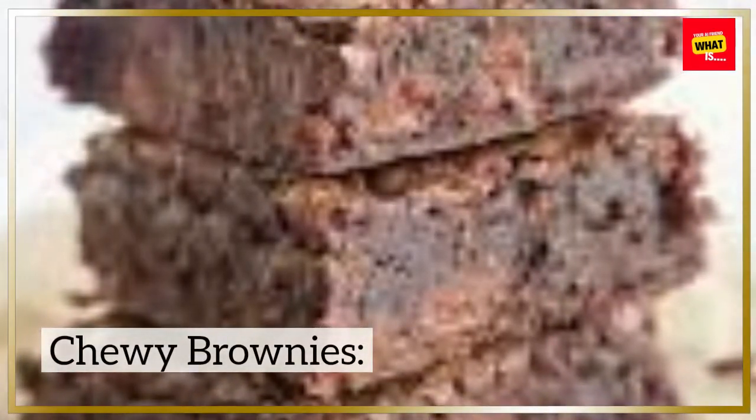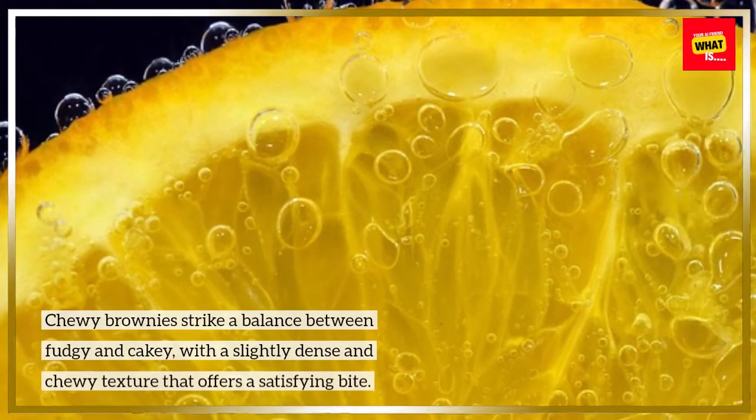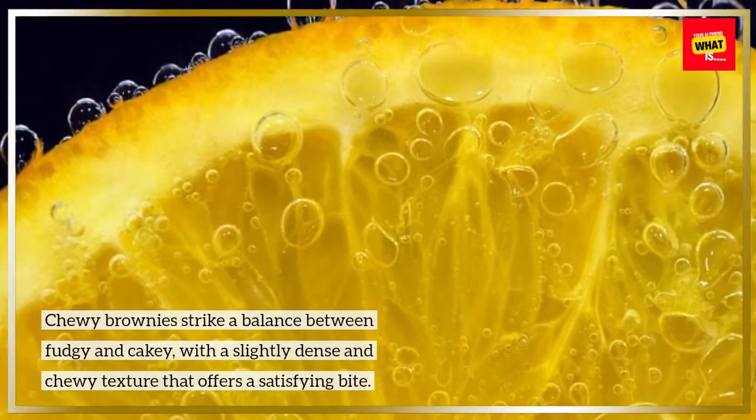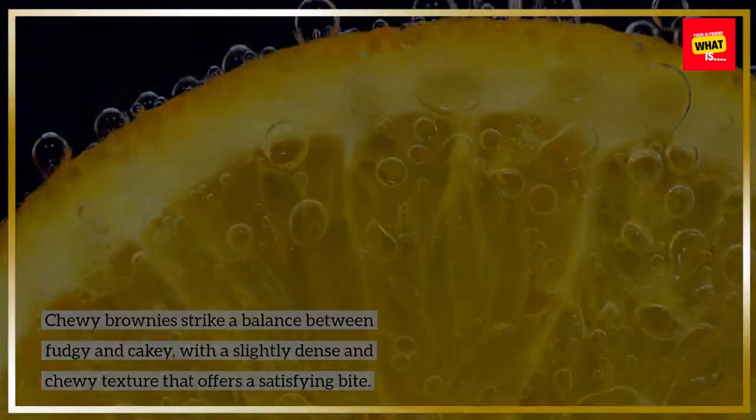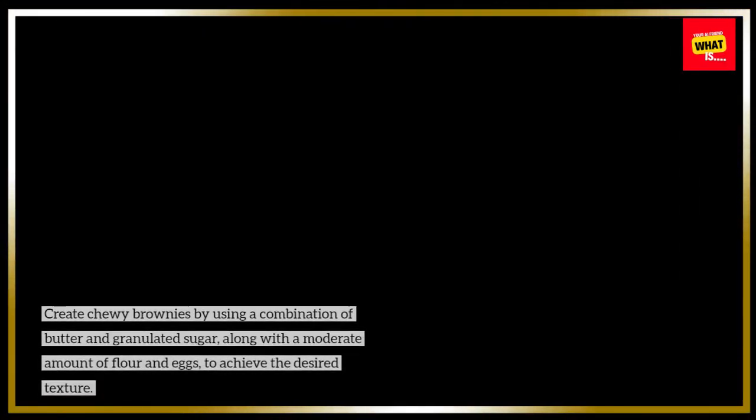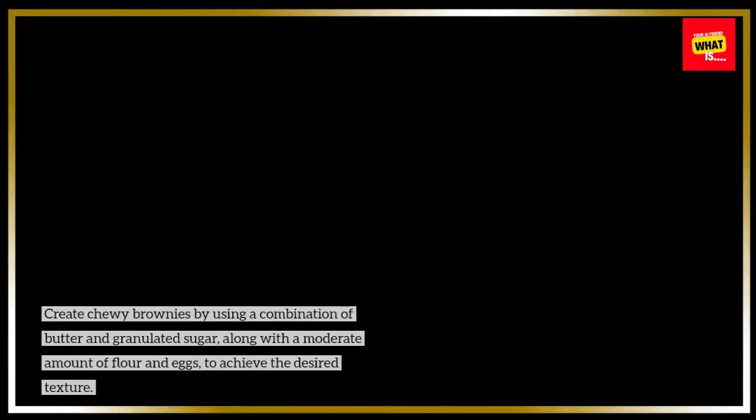Chewy brownies. Chewy brownies strike a balance between fudgy and cakey, with a slightly dense and chewy texture that offers a satisfying bite. Create chewy brownies by using a combination of butter and granulated sugar, along with a moderate amount of flour and eggs, to achieve the desired texture.